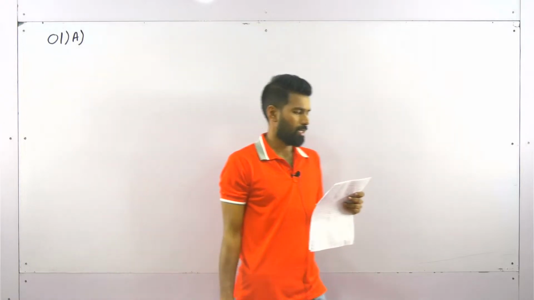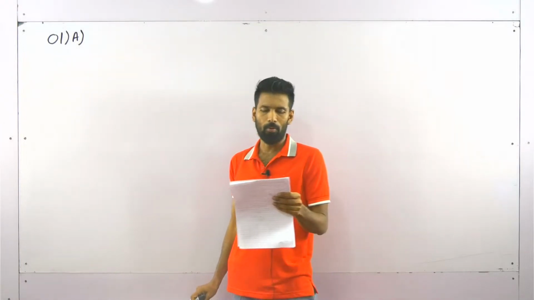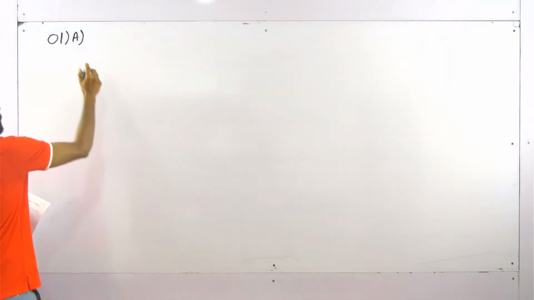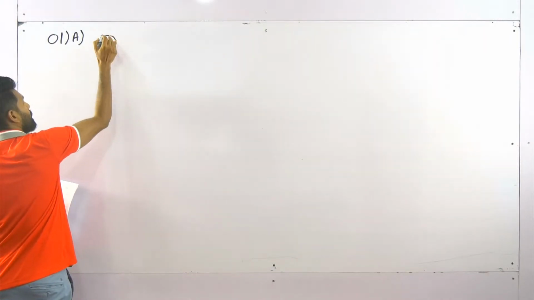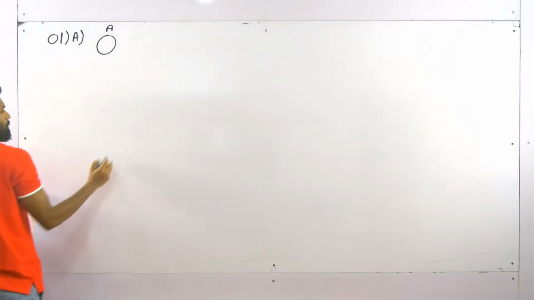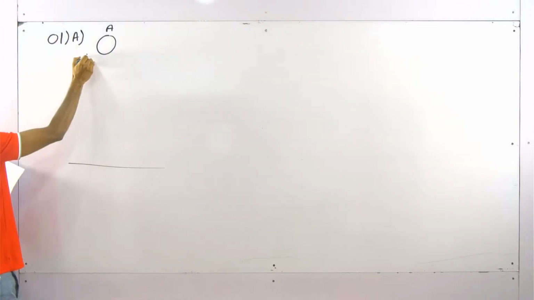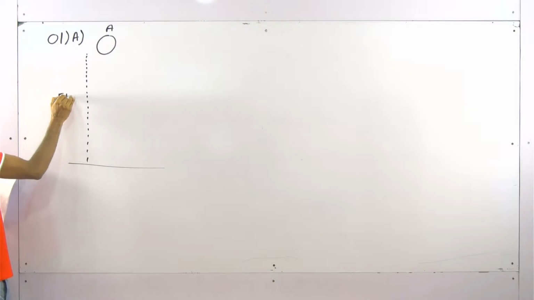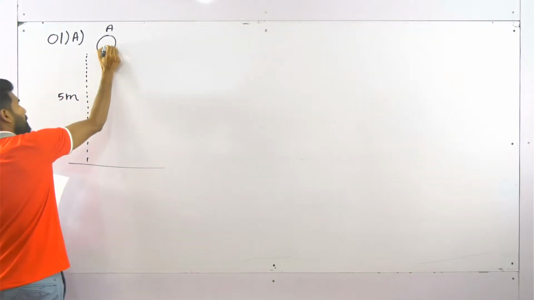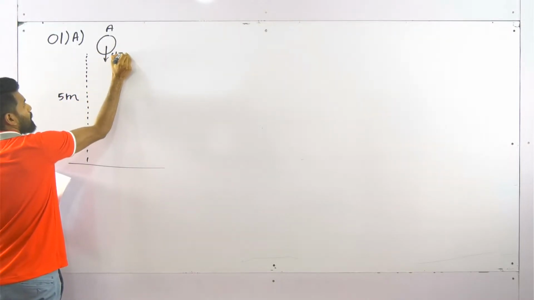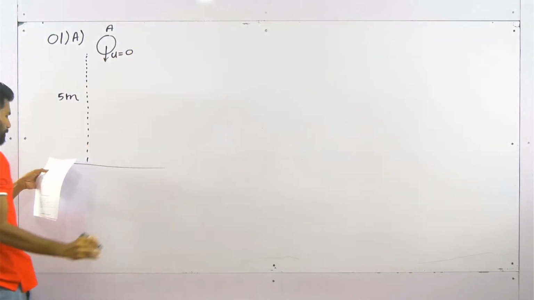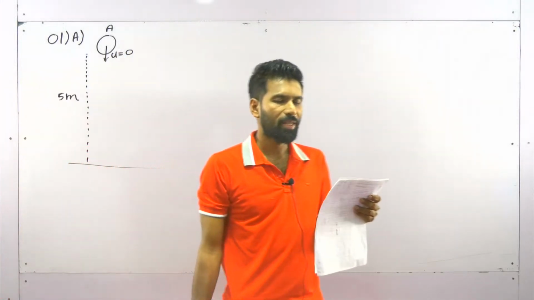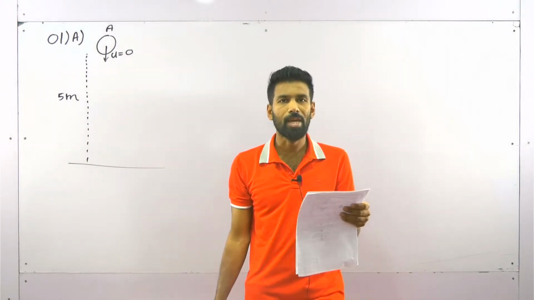Okay, an object A is released from a point P having 5-meter height from the ground. Let's say this is the object A, it is released from a 5-meter height from the ground. So what is the initial velocity? It's 0, released. After 0.5 seconds, another object B is released from the same point.